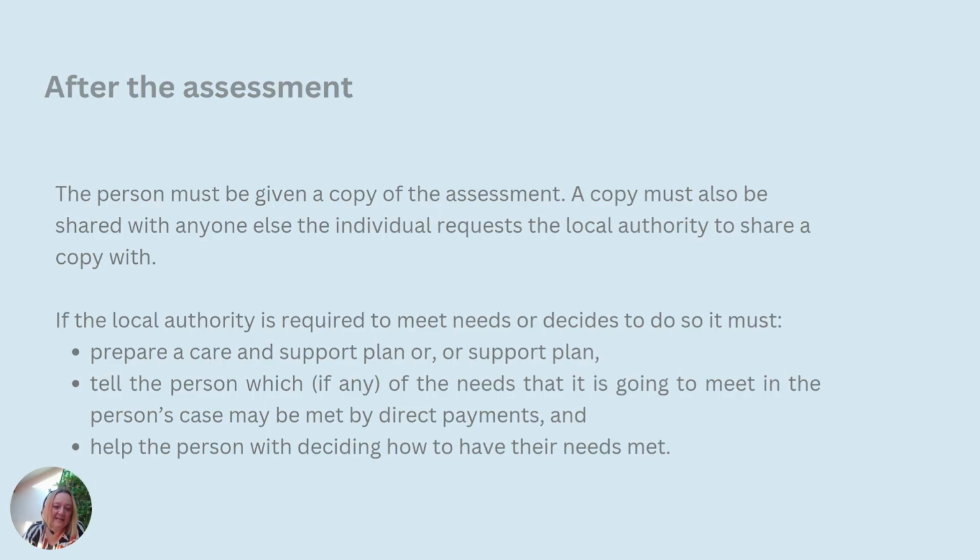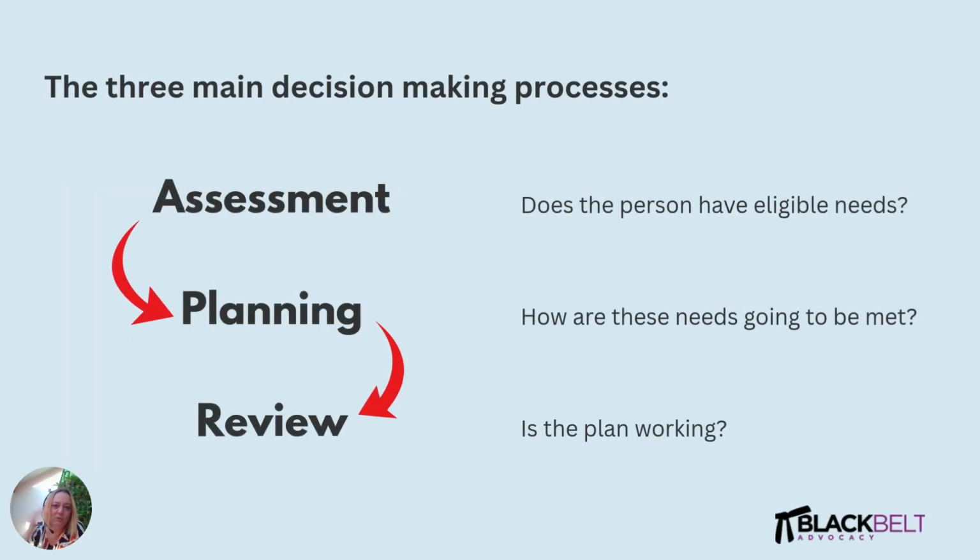So I'm going to go back to that earlier slide where we looked at the 3 steps. So the assessment is to establish if the person has eligible needs. So they are unable to meet 2 or more of the outcomes. If they do, then it moves on to planning. And the plan, at that point, we say, how are we going to meet these needs?